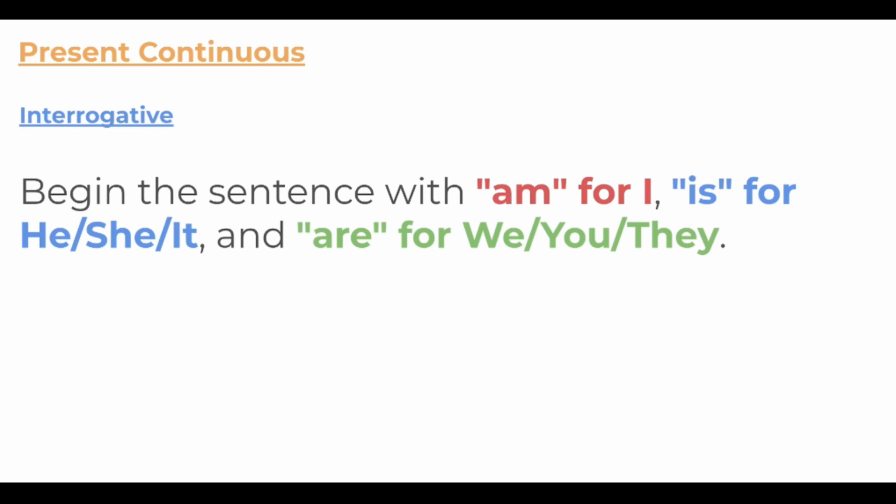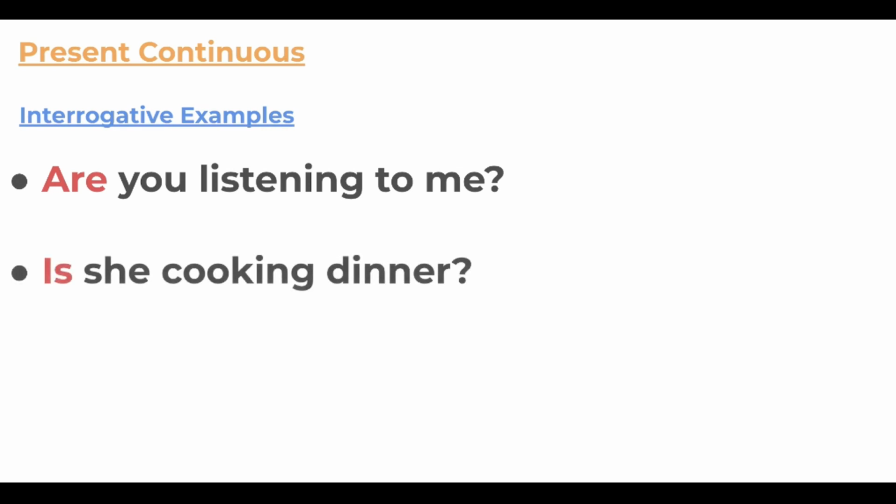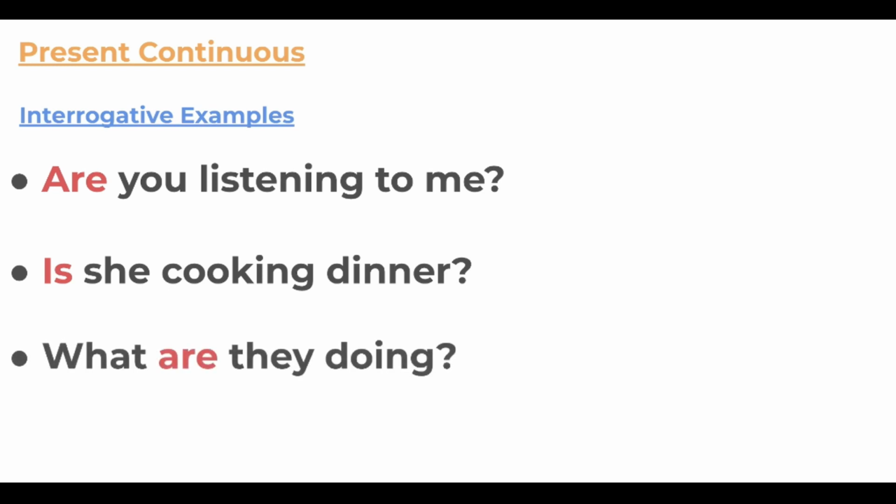Okay, so there's a few rules for this. You can begin the sentence with am for the subject I, is for he, she, it, and are for we, you, they. Okay, so let's see this in action now. Are you listening to me? Is she cooking dinner? What are they doing? Okay, so you can see how we can form questions using the present continuous.